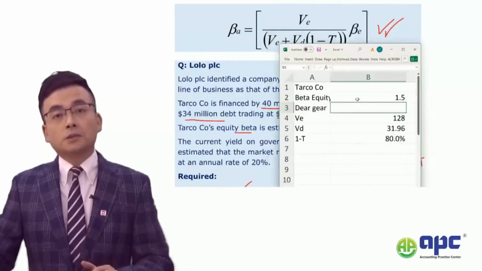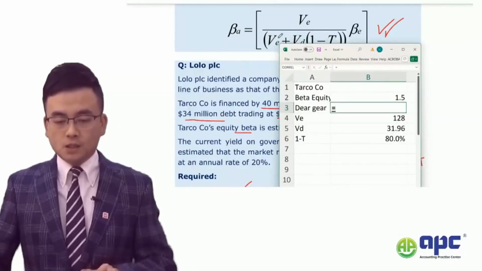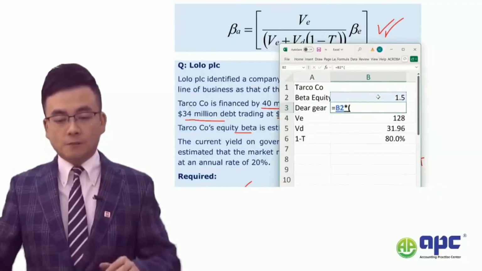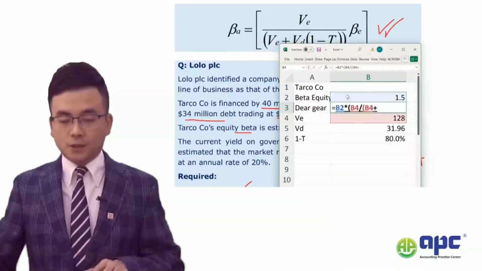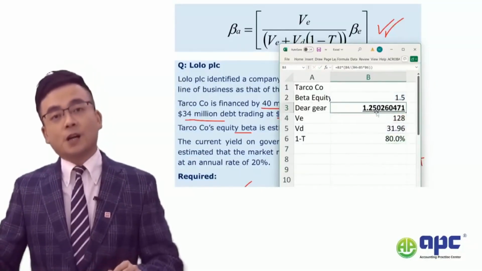Now, to get the asset beta, we take the equity beta of 1.5 and times it by the value of equity over the value of equity plus the value of debt times 1 minus the tax rate there. And that becomes 1.25 here.